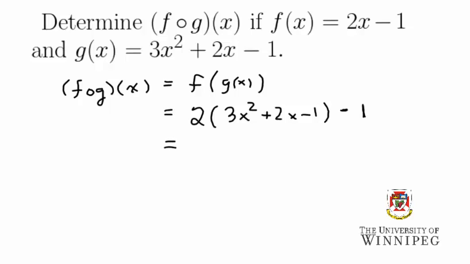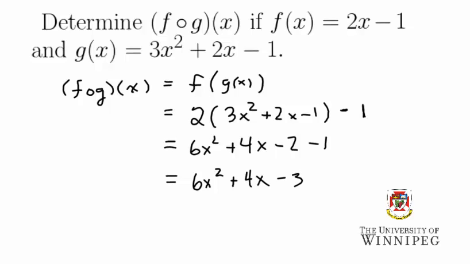And now we can distribute through the brackets to get 6x squared plus 4x minus 2. And simplifying just a little bit gives us 6x squared plus 4x minus 3.